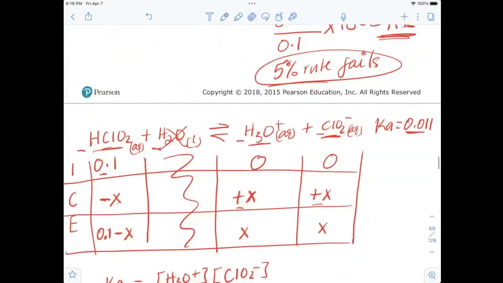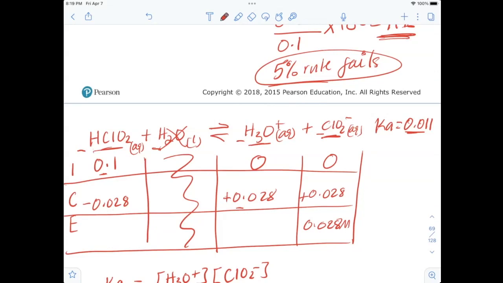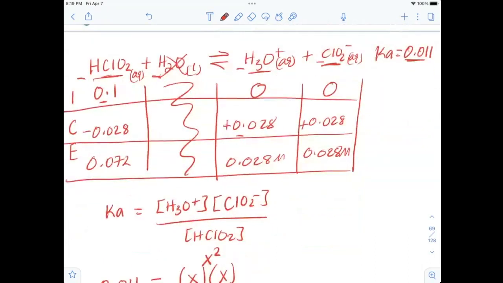So you go back here, erase this, and put in 0.028 for x. 0.1 minus 0.028 gives 0.072. Okay? But they asked you for pH.